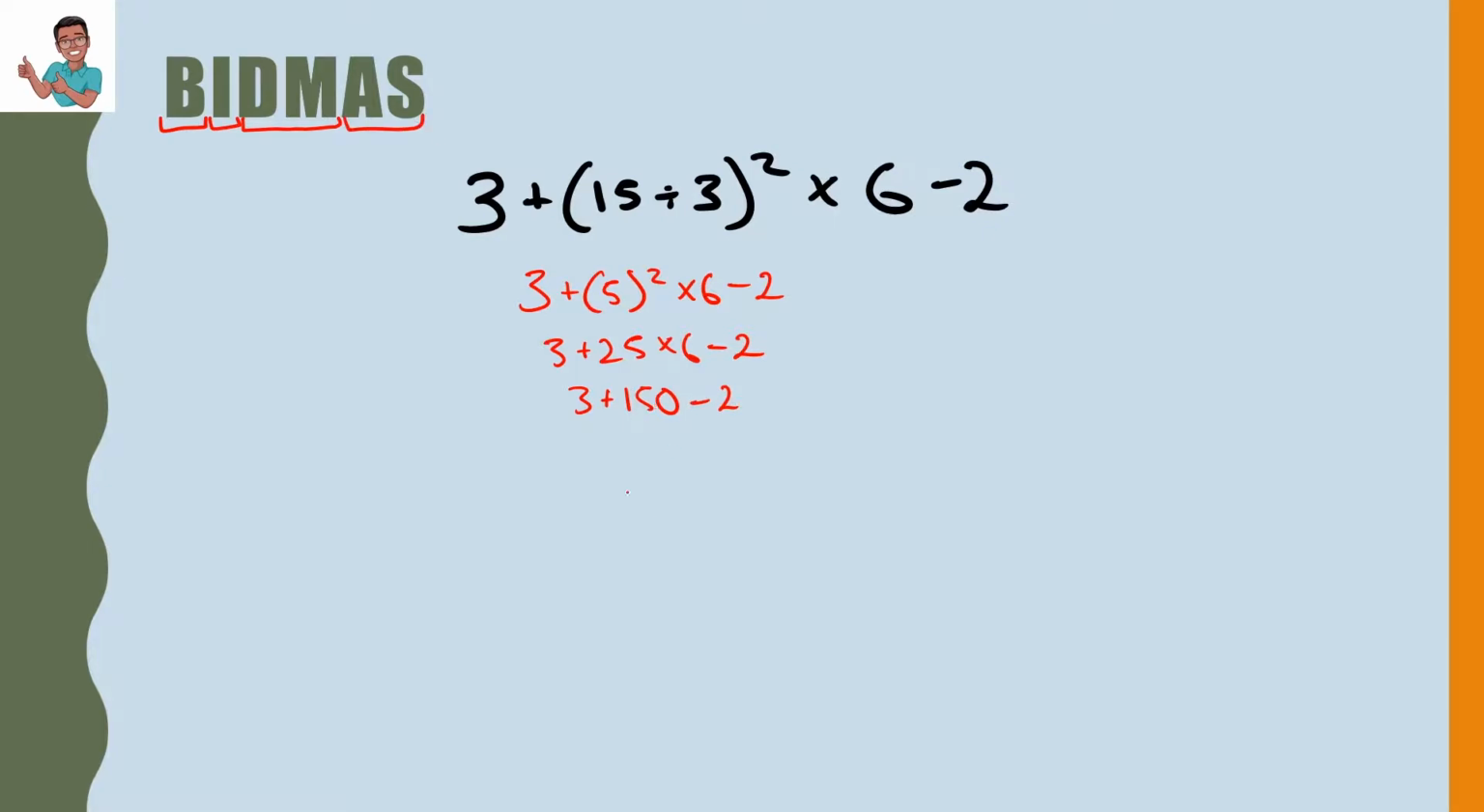We'll do the addition first. 3 plus 150 is 153, minus 2. And this would be 151. Our answer would be 151 using the BIDMAS rule.